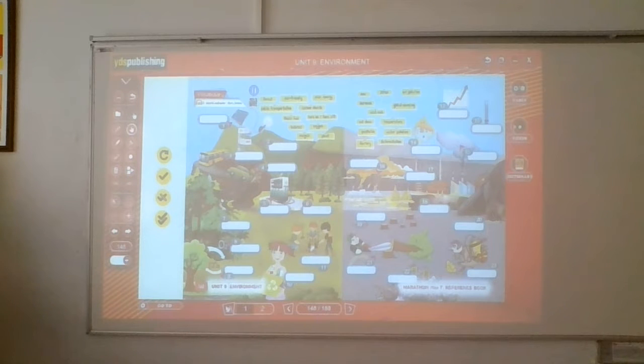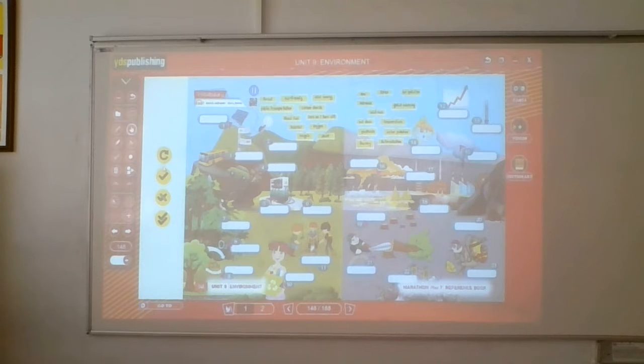11. Plant. 12. Increase. 13. Temperature. 14. Global warming. 15. Air pollution. 16. Acid rain. 17. Factory. 18. Water pollution. 19. Deforestation. 20. Coal. 21. Cut down. 22. Litter. 23. Pesticide. Beautiful. Let's match now.